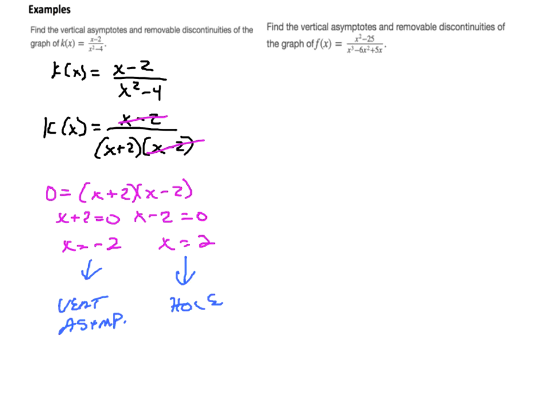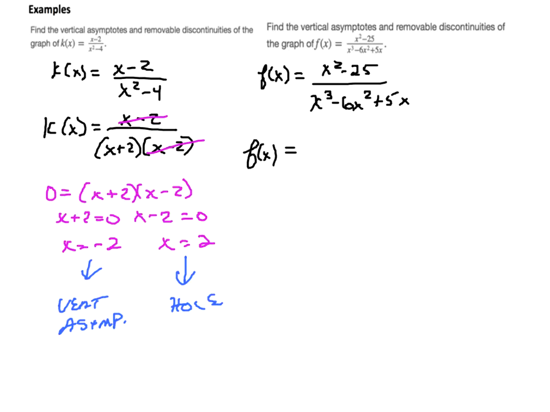Okay, next one. Next one's a little more challenging because we have factoring that has to be done. Okay, so f of x equal to x squared minus 25, and I do not have the room to show all of this factoring, so I'm going to do it in my head. My numerator factors as x plus 5 times x minus 5. It is a difference of squares.